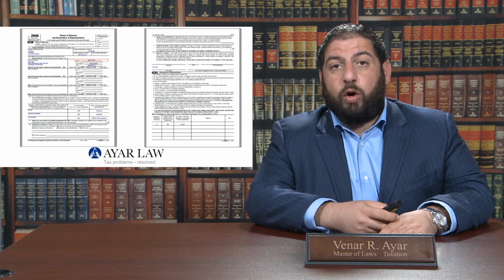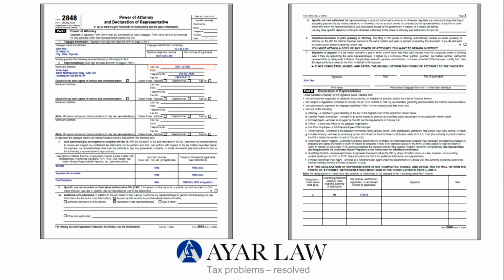This is what a power of attorney form looks like. Basically, it's got several sections. Up top, you'd have the taxpayer's information. Then in the middle, you have the representative's information. Then at the bottom of the first page, you're going to have information about which periods you're authorized to talk about and what you're authorized to do for them. And then on the next page is the signatures where the client signs and then the representative signs.